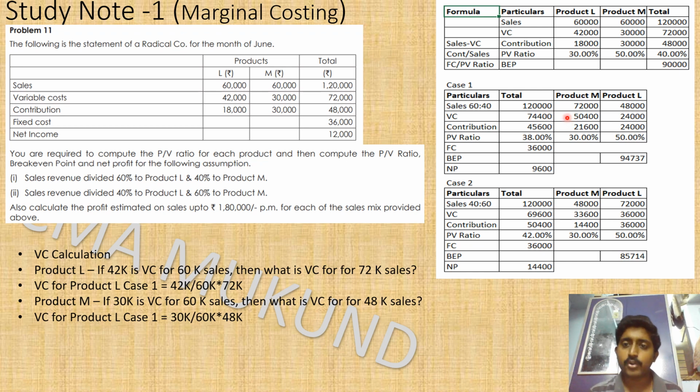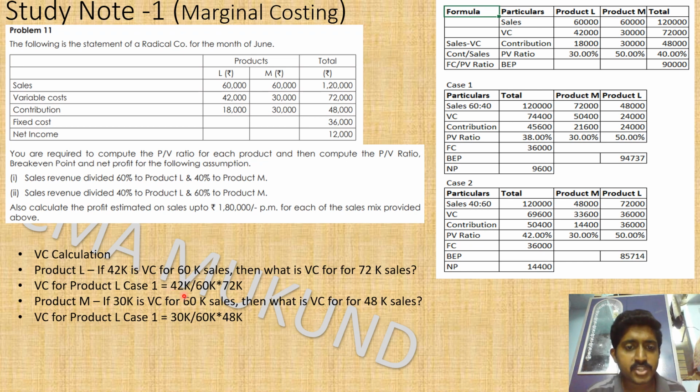So what is that? For 60,000 it is 42,000. For 72,000 it's how much? So 42,000 divided by 60,000 multiplied by 72,000. Okay, so 42,000 is the variable cost for 60,000. So 60k is the sales, out of which 42k goes for variable cost, and the remaining will be sitting for contribution. Correct? So if the full circle is sales, part of the circle is variable cost, and the remaining part of the circle is your contribution, right? Because sales minus variable cost is contribution.